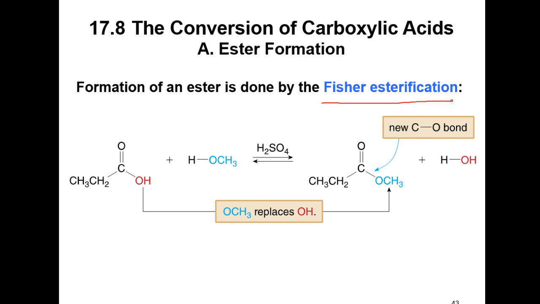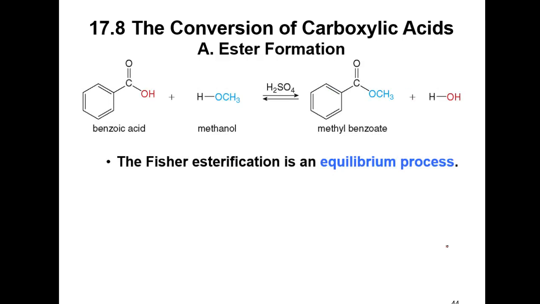We've also talked about Fischer projections when we talked about the stereochemistry chapter. Here's an example where you can take a carboxylic acid and an alcohol, methanol, and make an ester out of it by doing a Fischer esterification. This is just one of the reactions that you have to write down on your card. Here's another one. This is also what's called an equilibrium process.